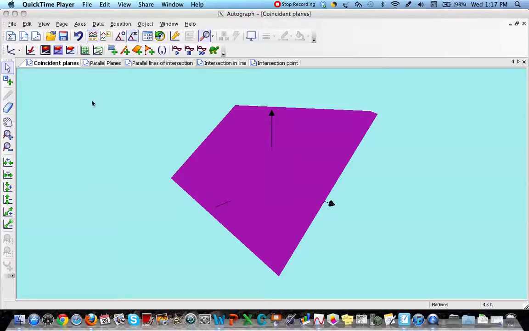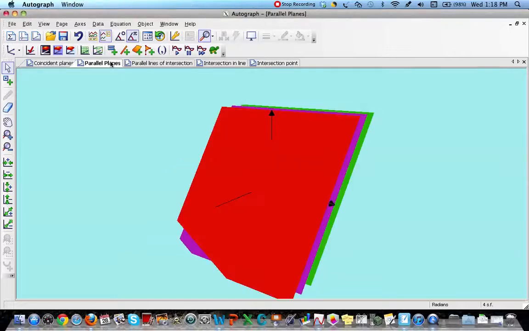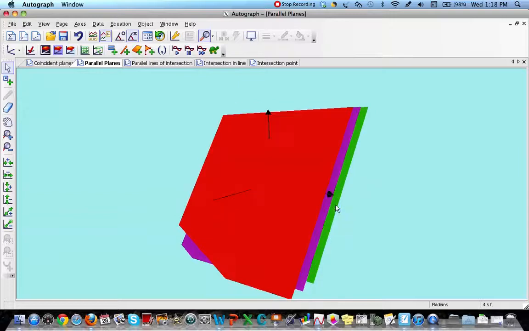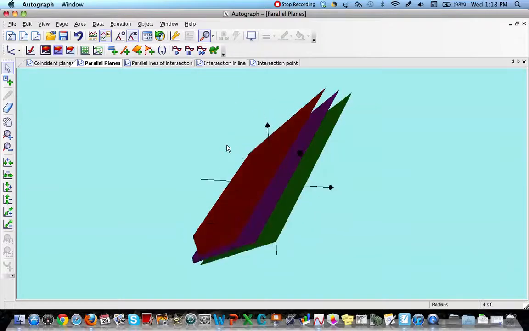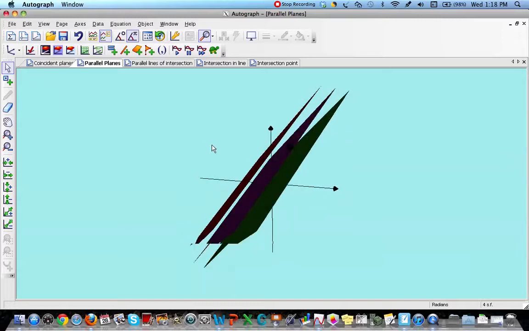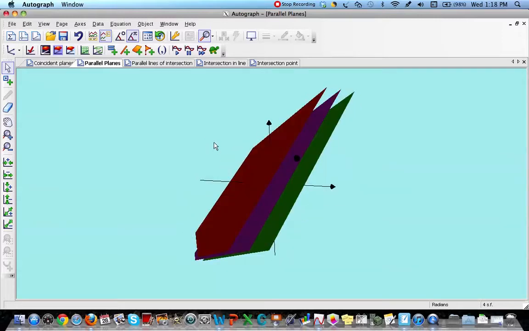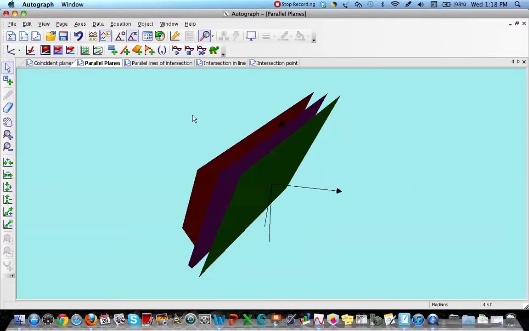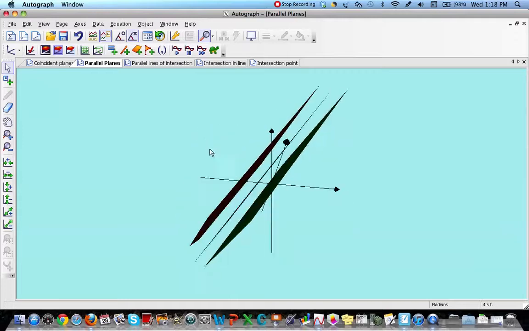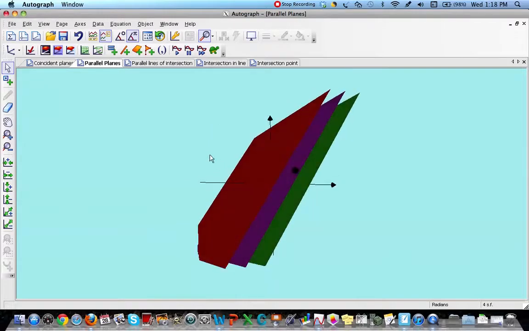We're going to now move to an instance where we have got parallel planes. In this case, what we have is a visual representation of three planes, and each of the planes are parallel to the other, and they're all a different distance from the origin, resulting in no solution to the system of equations of the three planes represented.